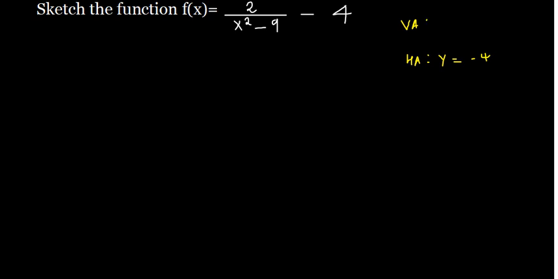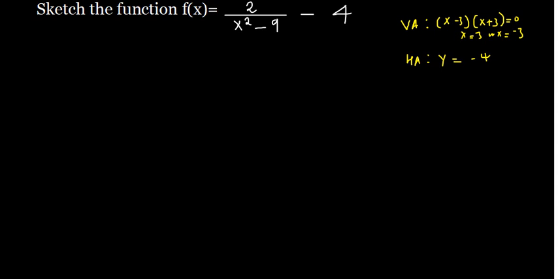The vertical asymptote is found by equating the denominator to 0. If I factorize, we have (x − 3)(x + 3) equated to 0. That gives us x = 3 or x = −3.